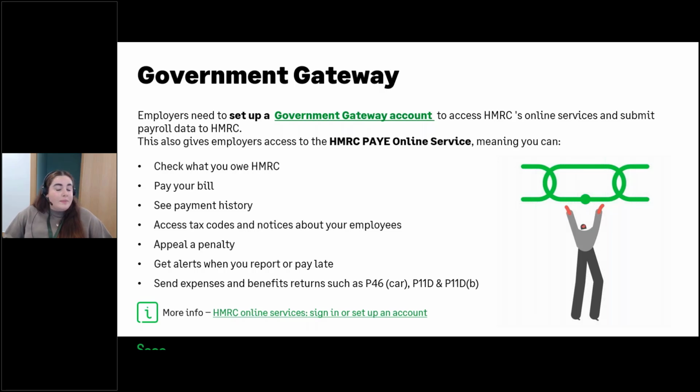Now, a lot of you probably already have this set up, but for any of you who are new to payroll or just taking over, definitely worth looking into and making sure that you've got that all set up on that side of things as well. So that is your government gateway account.